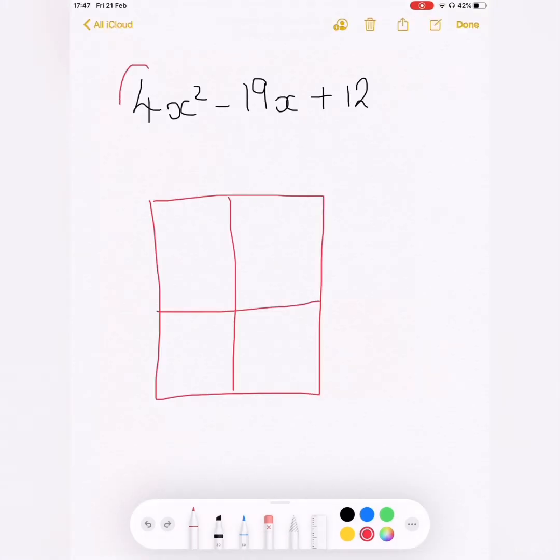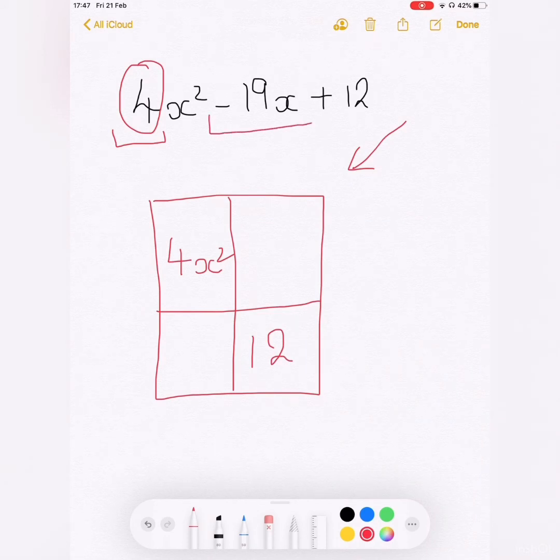Notice we now have a coefficient in front of that x squared. So the first thing we're going to do is draw out a grid that looks like this. In this box here, we write the 4x squared, and in that box we write just the 12. So the other 2 boxes are occupied using that minus 19x.